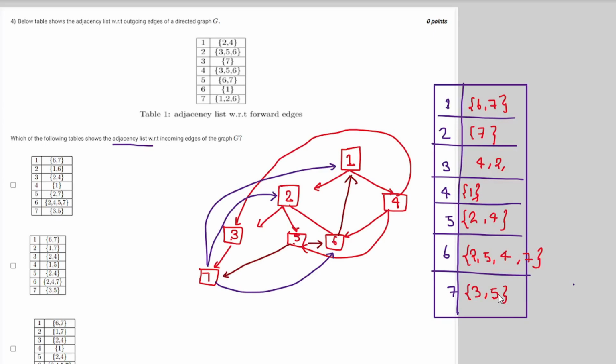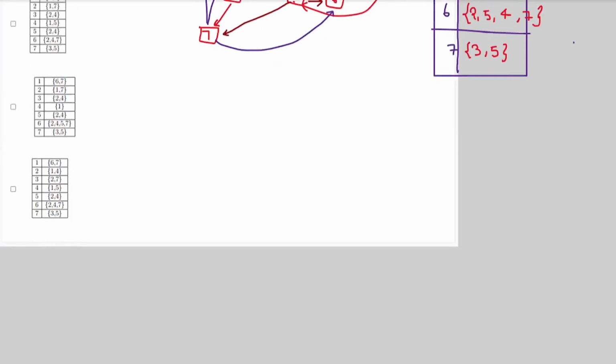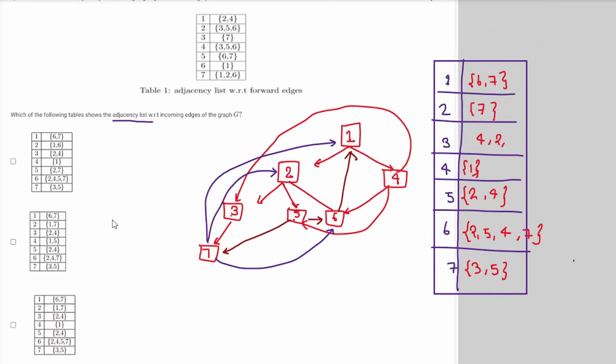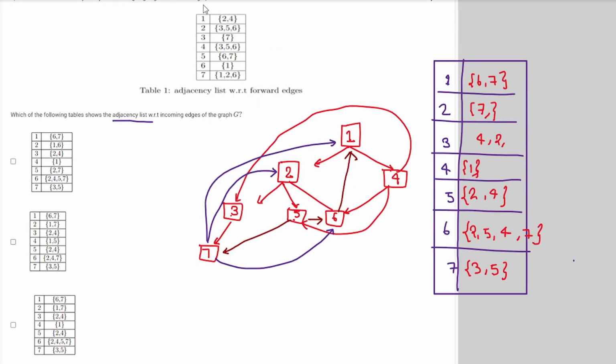So this is the particular adjacency list for incoming edges for the graph G. So based on the options given, our list matches, and 4 to 1 is also left here, so there will be 1 here. So based on the adjacency list, the correct option will be the third one.